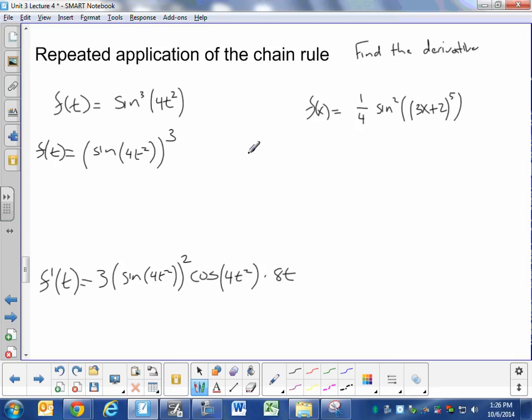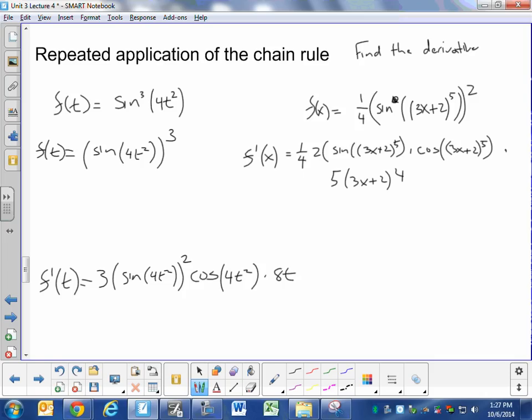This one, really quickly. I could rewrite this as sine of all that stuff being squared. Don't worry about the fourth. Just leave the fourth out there. Then, the derivative of the outside is a big x squared. That's 2. Leave the inside alone to the first power. Times the next piece is sine. Times the next piece is the x to the fifth, leave the inside alone, times the last piece is the 3x plus 2.